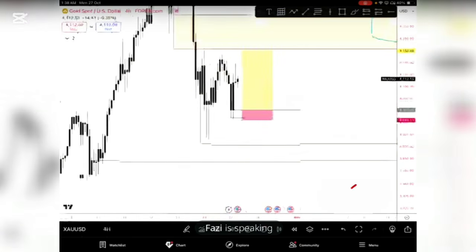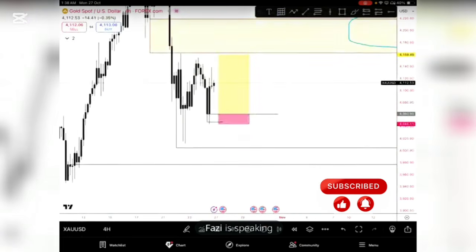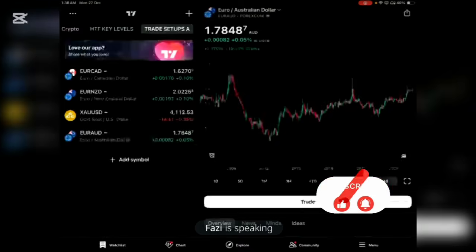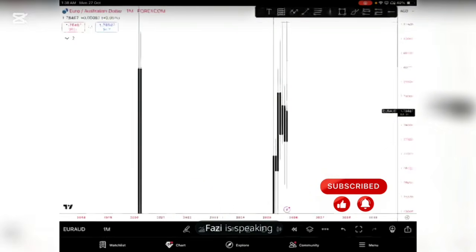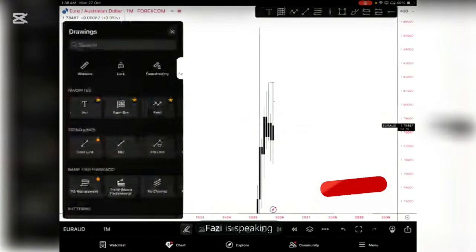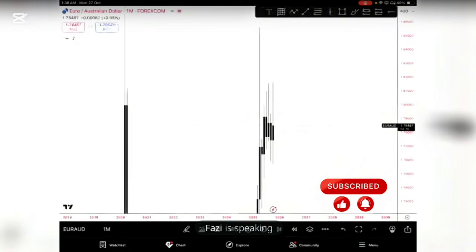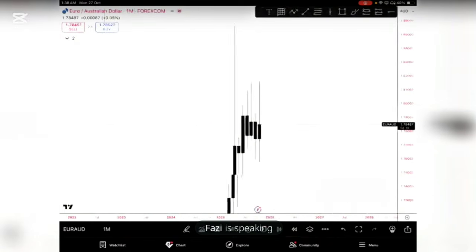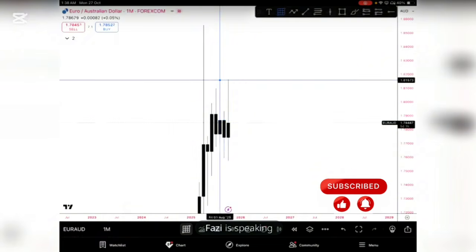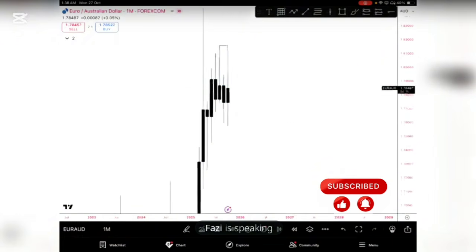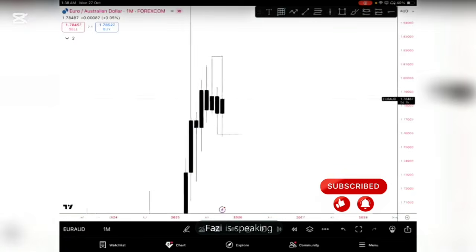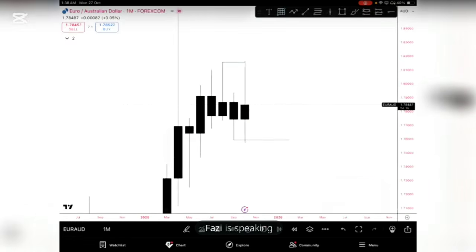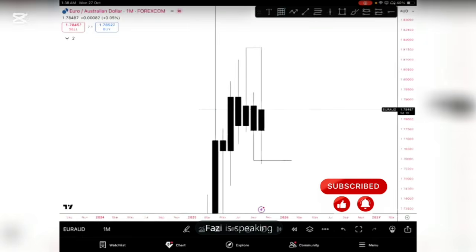Let's get into another pair, which is EURAUD. Here let's get into the higher time frame, which is the monthly time frame. So what happened on monthly? You can see the monthly gives you a sweep like this, and the monthly gives you a sweep like this. So what do you do in this situation? Because the candle has taken the low and the candle has taken the high. Now you need to go to a lower time frame to find the direction.